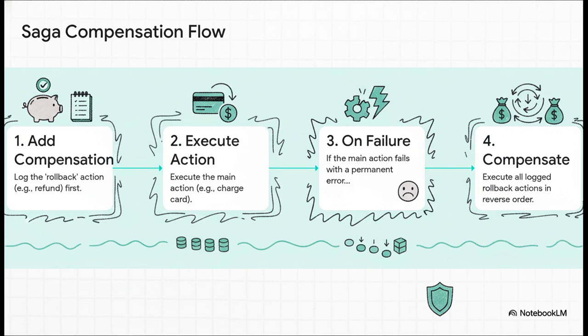Here's how it works. Before you even try to charge that credit card, you first tell the system how to refund it. You log the undo step first. Then you execute the actual charge. If that step, or any step after it, fails for good, the system just goes back through its log and automatically runs all those undo steps in reverse order. It safely rolls back the entire transaction for you.